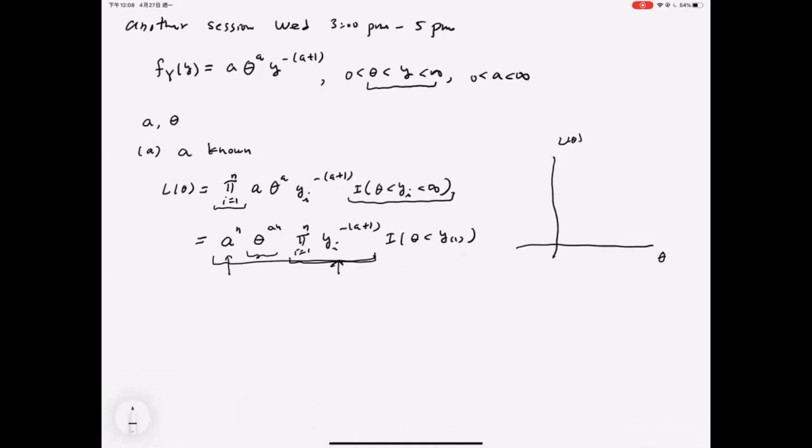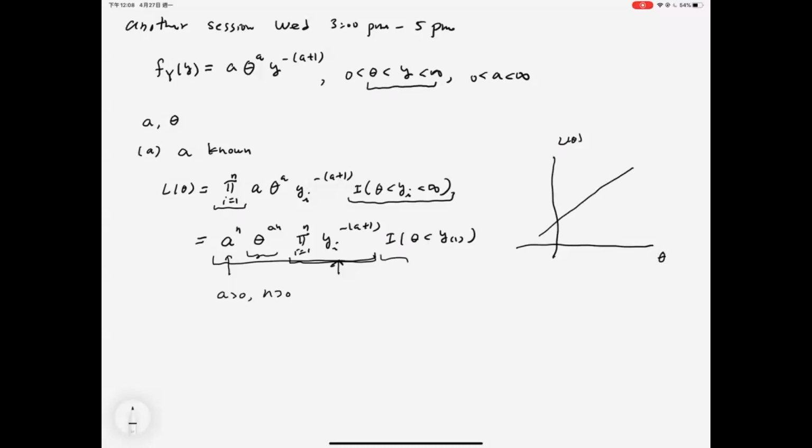Imagine what kind of function it is: decreasing, increasing, or quadratic. What does it look like? Because a and n are positive, a times n for sure is positive. Then theta to a positive power means it's an increasing function of theta. So you have to understand how to evaluate the function.